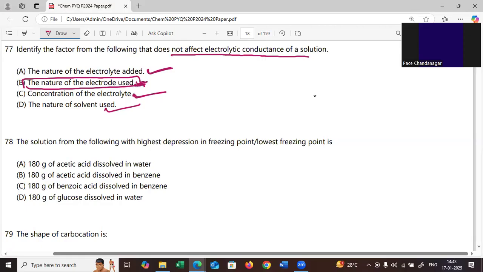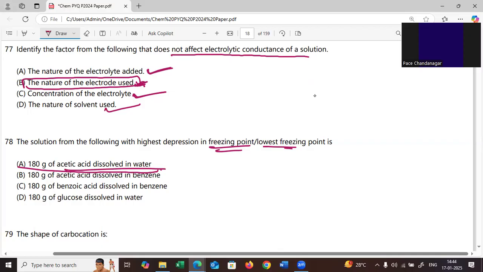Next, number 78, the solution from the following with the highest depression in the freezing point. Depression in the freezing point will be what? 180 grams. All of them are 180 grams. You have acetic acid, benzoic acid, and all. Acetic acid dissolved in water. This is a weak acid, definitely. Dissolved in benzene? No, acetic acid will be dissolved in benzene perfectly. So not this. Acetic acid dissolved in water will be a better option for the highest depression in the freezing point. Now, how do we go with that?